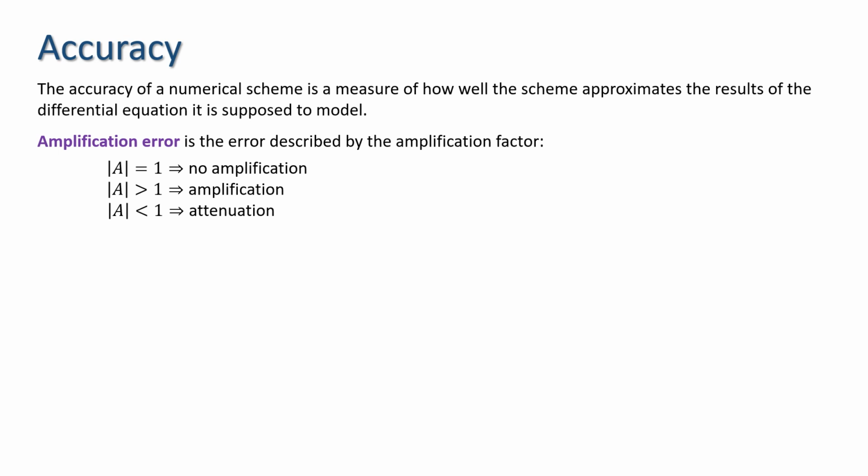When the magnitude of the amplification factor is 1, we expect there to be no amplification. We should note here that this doesn't necessarily mean that there's no error in our numerical model. If it's greater than 1, then we have amplification of the numerical solution. And if it's less than 1, then we expect attenuation, which is a dampening or diffusive effect.